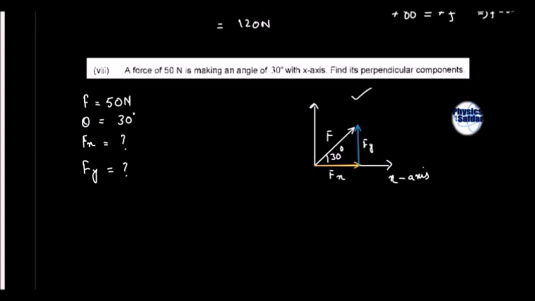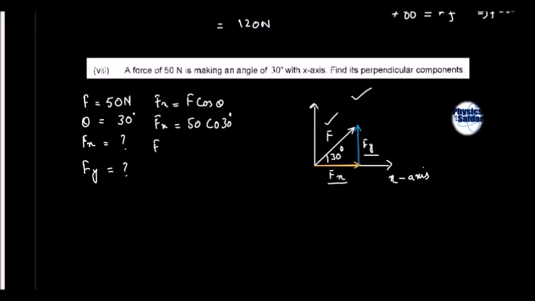This diagram will help you to understand the situation. This is the force given. This is the force vector, and it's making angle 30 degree with the horizontal. The perpendicular components are Fx and Fy. You know well how to calculate horizontal and vertical component. Fx is equal to F times cosine theta. Now you can substitute the values. Fx is equal to force, that is 50, and cos of 30 degree.